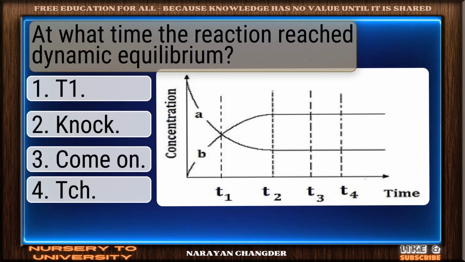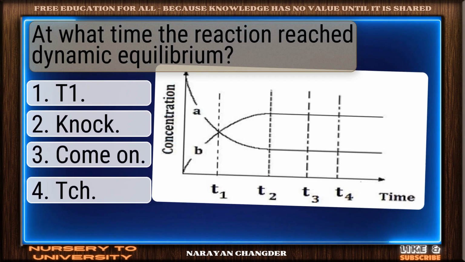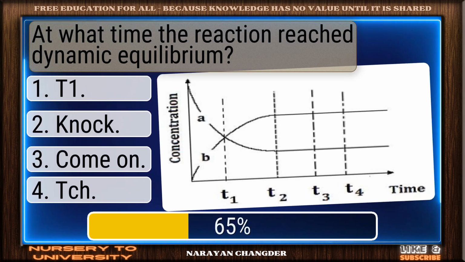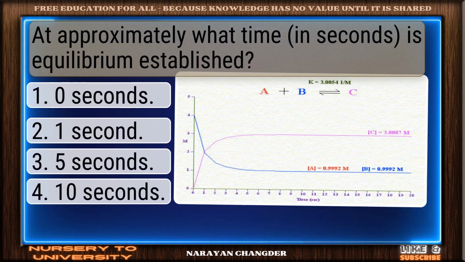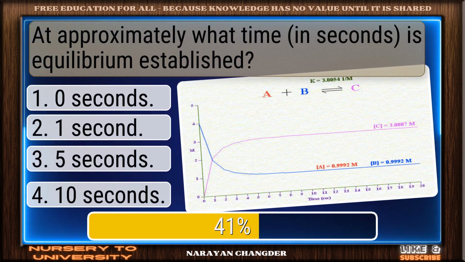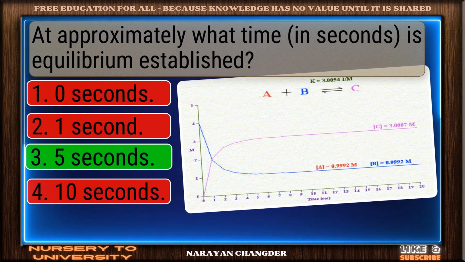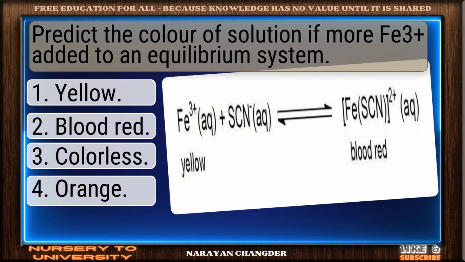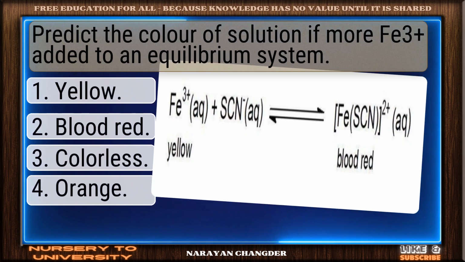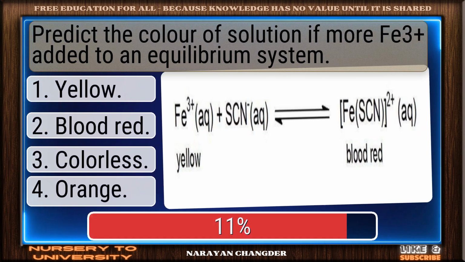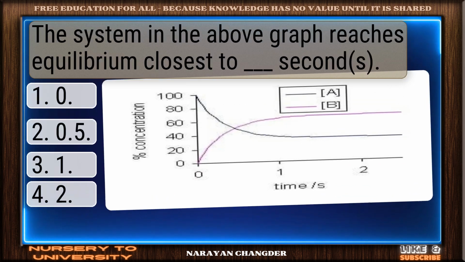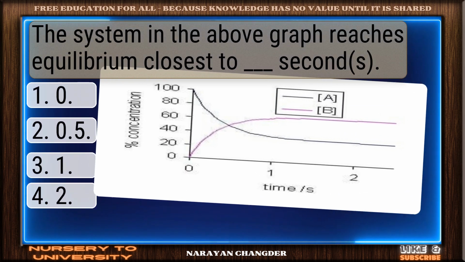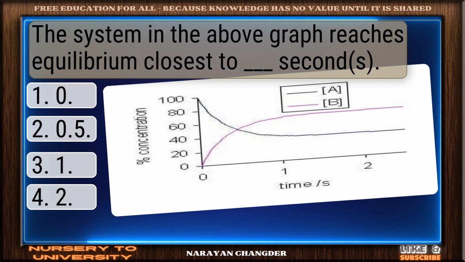Great work. At what time the reaction reached dynamic equilibrium? Well done, 5 seconds. At approximately what time is equilibrium established? Right choice, 5 sec. Predict the color of solution if more Fe3+ is added to an equilibrium system. Yes, blood red is right. The system in the above graph reaches equilibrium closest to dash second.